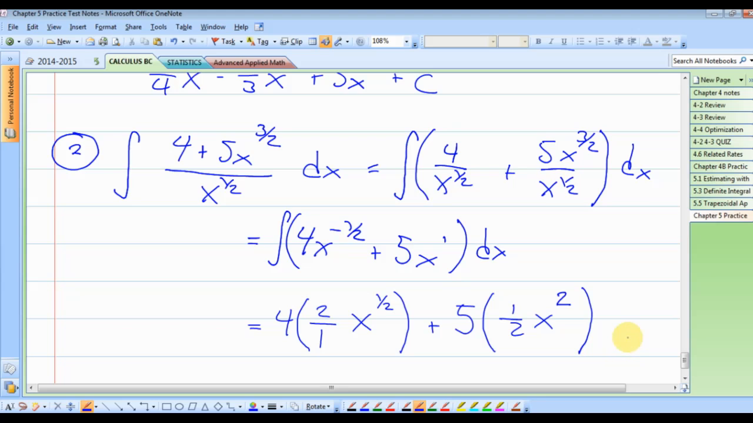Why is it 4 times 2x? Okay, the 2 comes from the reciprocal of the new power.